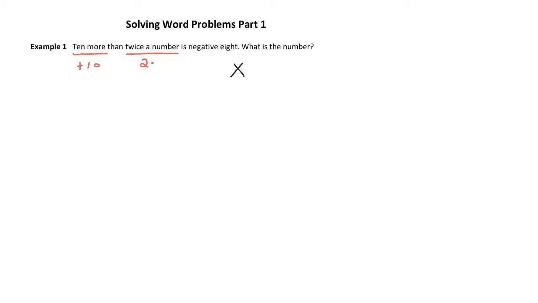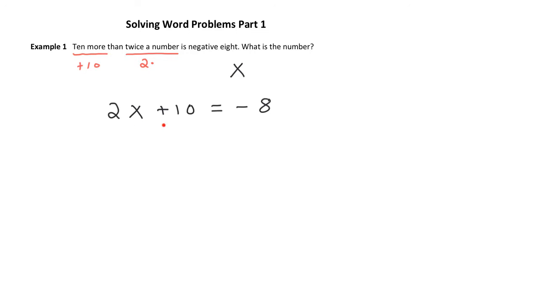So x is my variable. If I'm saying 10 more than twice a number, that indicates I'm first multiplying by 2, and then I'm adding 10 second. And in the rest of the sentence, we have that 10 more than twice a number is negative 8. I'll put an equal sign for "is" and negative 8 on the other side. What we've done is translate this sentence into an equation. So now we don't really have to worry about the sentence. It's just a matter of, can I solve this equation for the variable x?